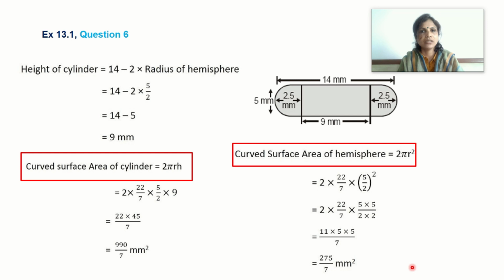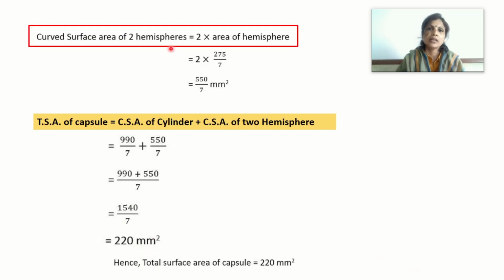So we have got the curved surface area of the cylinder, we have got the curved surface area of the hemisphere, but we need the curved surface areas of two hemispheres. So we'll just multiply the curved surface area of the hemisphere by 2, and by doing that we'll get 2 into 275 upon 7, so that is equal to 550 upon 7 mm square. Alright, so now we have all the areas along with us.